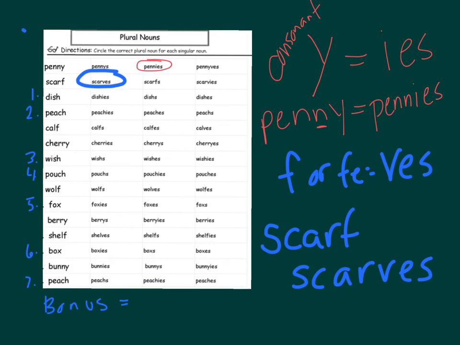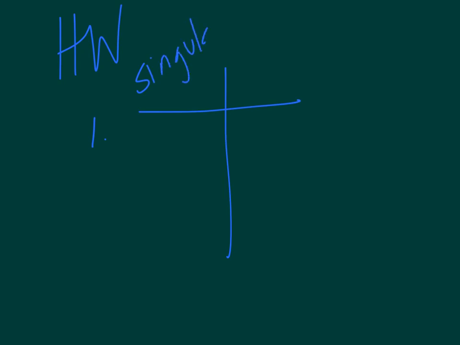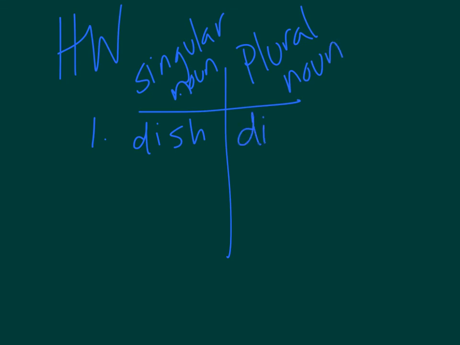So, let me pause. Okay, for homework, you could just take out a piece of paper, you could draw a T-chart, you could put number 1 down. For your singular noun, you could write the word dish right here in this column, and then to make this into a plural noun, you could do dishes. All right, dishes. There you go.